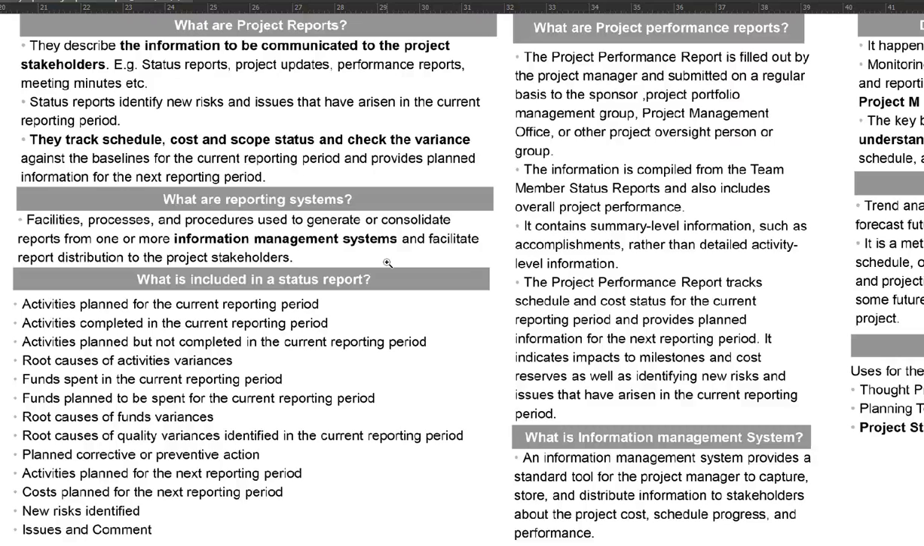For example, there's Microsoft Project. Microsoft Project is used to track the scope, the schedule, and the cost of the project. It also helps track the variance of these different baselines. Now let's take a look at what the Microsoft Project software looks like.